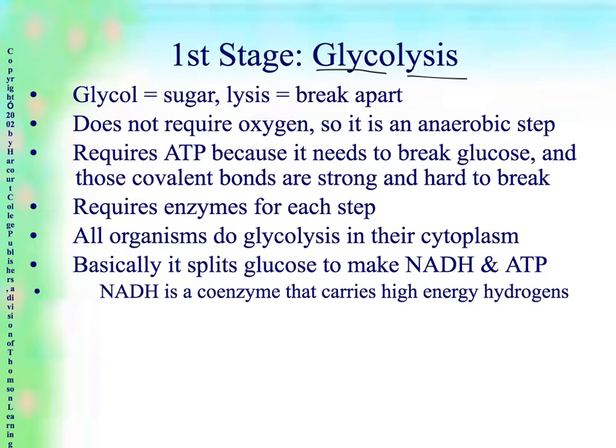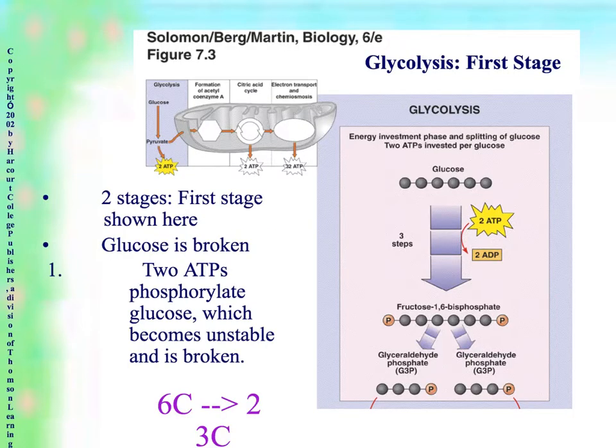NADH is a coenzyme that carries high-energy hydrogens. We saw that in photosynthesis, but it was NADPH. It's the same thing. Okay, so here's the picture we saw earlier. We were talking about glycolysis right now. And glycolysis starts with a 6-carbon molecule, C6H12O6.